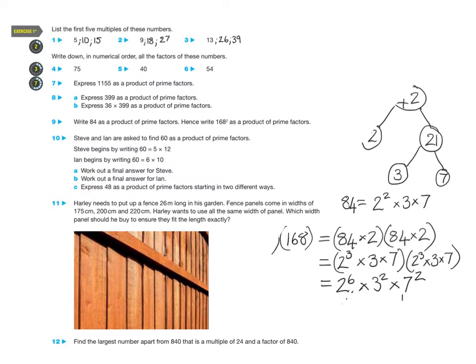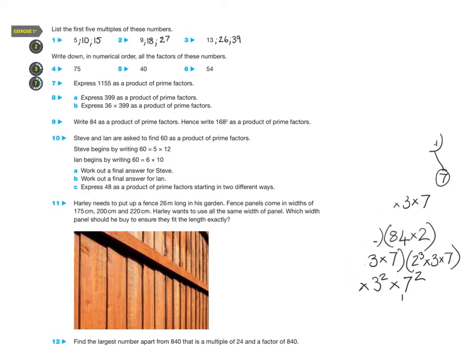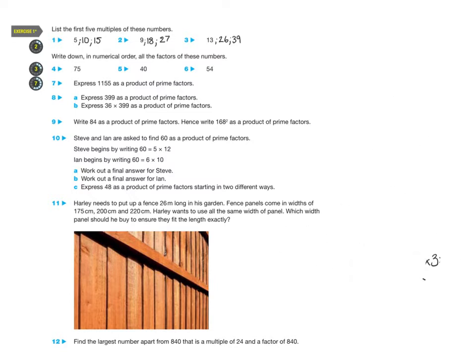Steve and Ian are asked to find 60 as a product of its prime factors. Steve begins by writing 60 equals 5 times 12. Ian begins by writing 60 equals 6 times 10. Work out a final answer for Steve, work out a final answer for Ian, and express 48 as a product of prime factors starting in 2 different ways.